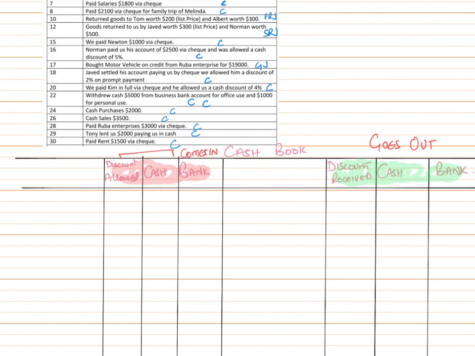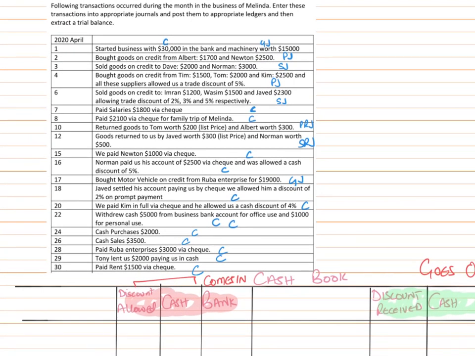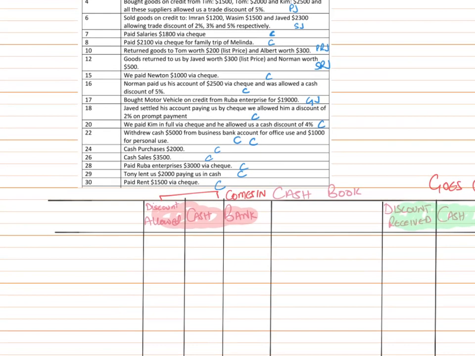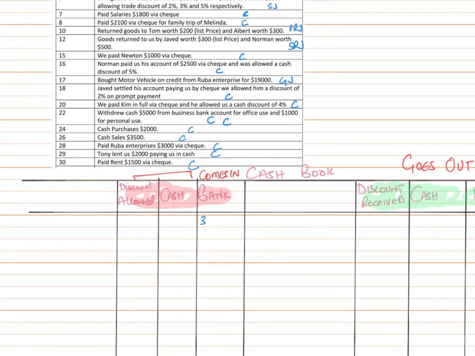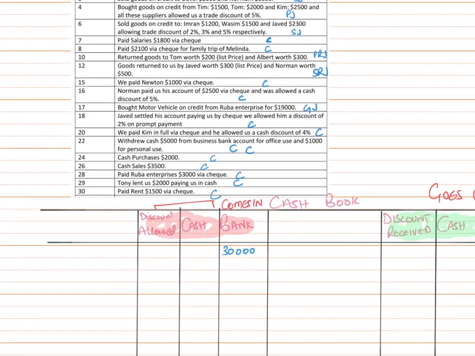Now let's start off with the example question. On first, you started business with 30,000 in the bank. If I talk about this transaction, the double entry would be bank is getting debited and capital is getting credited, by how much? 30,000. So I can say 30,000 is flowing into the business bank account. So I'll write 30,000 here because it's coming into the business bank account, and here I will write down the date as well, 2020 April 1st.